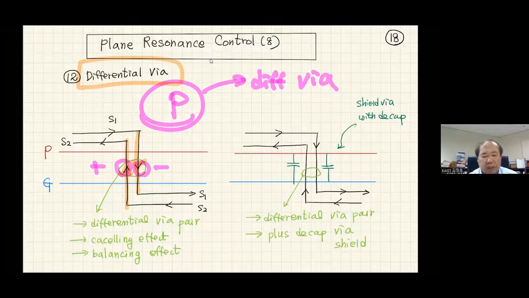So far I was giving lectures on power and ground plane resonance. I spent some time in this class deriving all these equations, position dependent as well as length dependent and mode numbers. I was trying to derive equations to show that at certain positions at resonance frequencies, the impedance is very high. In the second part of my class today, I was talking about how we can avoid or how we can suppress or how we can change those resonances under the name of plane resonance control.